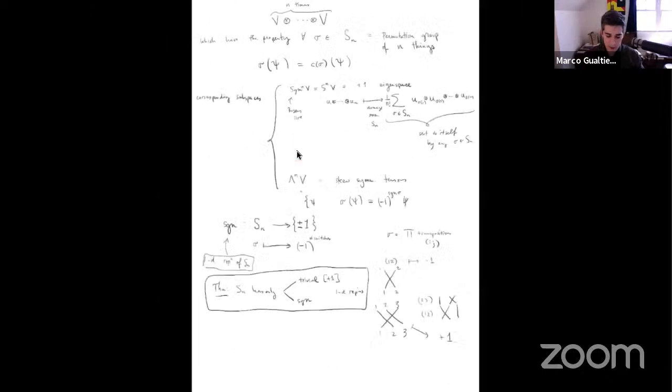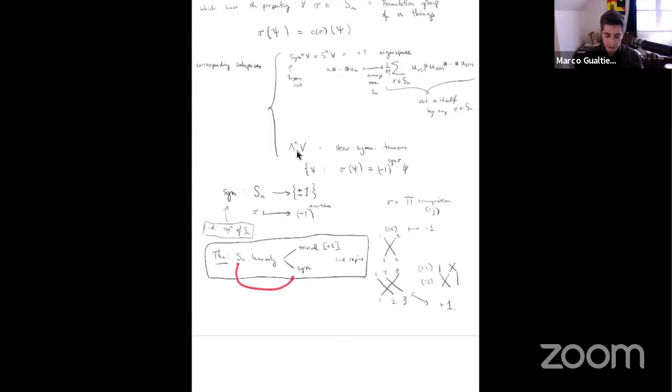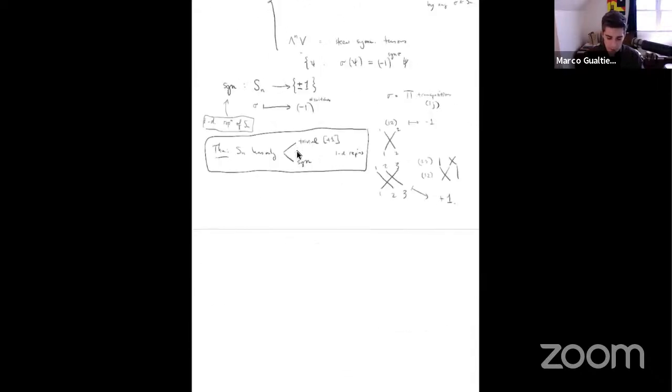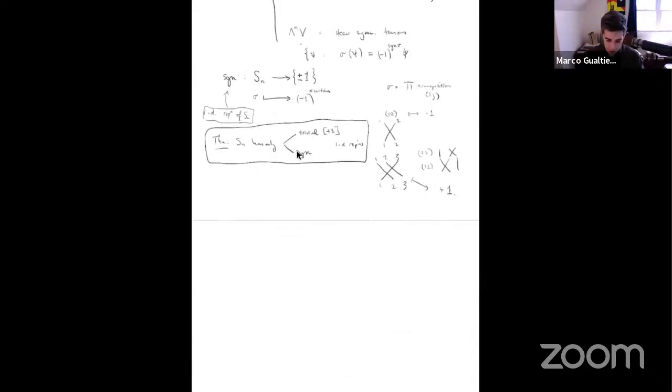So it's because of this fact that the symmetric group has two representations, the trivial and the non-trivial one, that makes the difference between the bosons and the fermions. So the trivial representation gives us bosons, and the non-trivial sign representation gives us fermions.